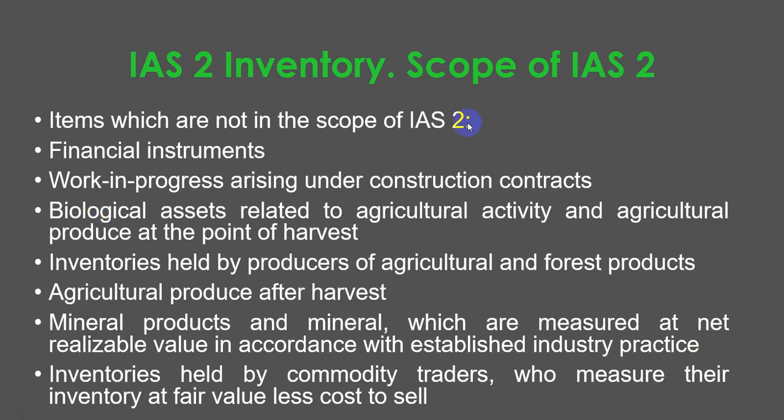Scope of IAS 2. Items which are not in the scope of IAS 2 are financial instruments, work in progress arising under construction contracts, biological assets related to agricultural activity and agricultural produce at the point of harvest, inventories held by producers of agricultural and forest products, agricultural produce after harvest, mineral products and minerals which are measured at net realizable value in accordance with established industry practice, and inventories held by commodity traders who measure their inventory at fair value less cost to sell.